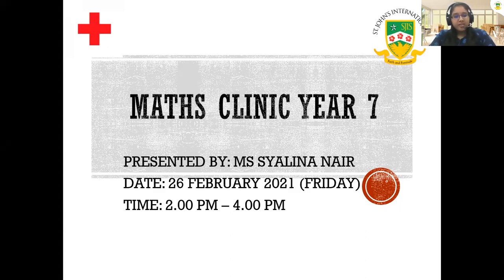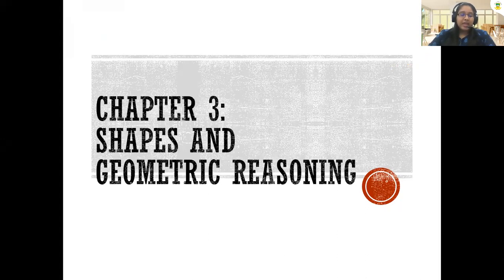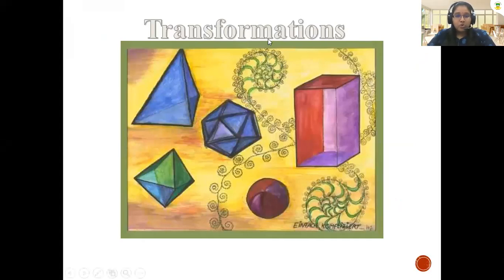There will be two topics highlighted for this clinic, and we are going to start with the first topic, which is chapter 3, taken from the textbook, Shapes and Geometric Reasoning. The subtopic that we are going to learn under Shapes and Geometric Reasoning is transformations.